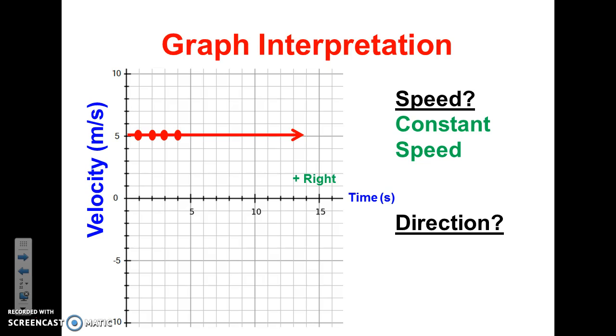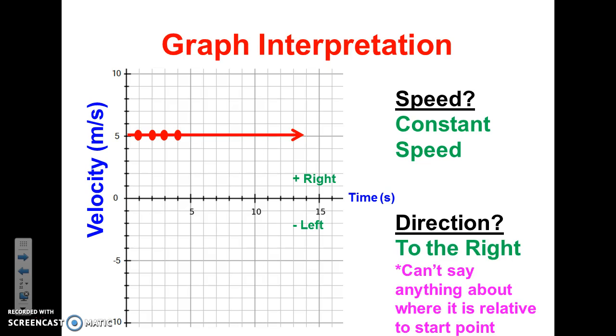Now in the direction, if I'm on the positive side of the velocity graph, that means I am moving to the right. If I'm on the negative side of a velocity graph, I am moving to the left. So in this particular case, I'm on the right side. I am moving to the right. Now on a velocity time graph, I can't say anything about where I am relative to the start point. I would need another graph or more information to know that.